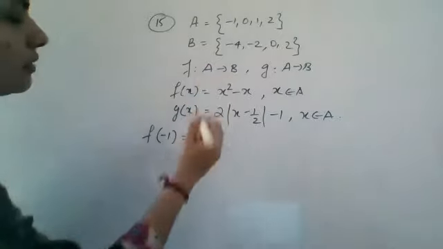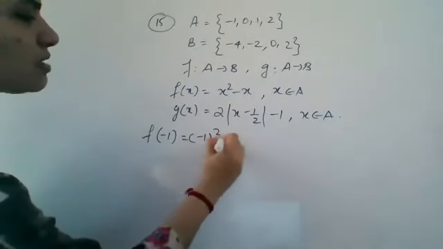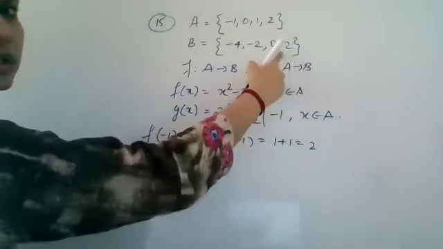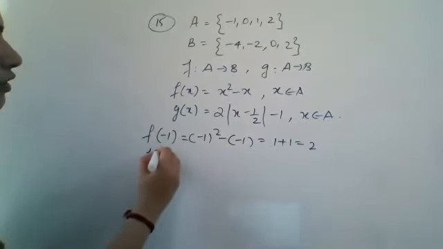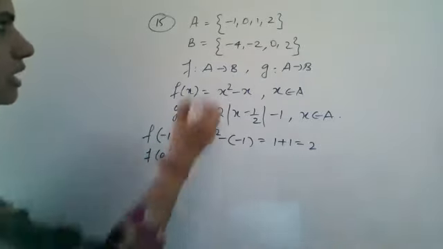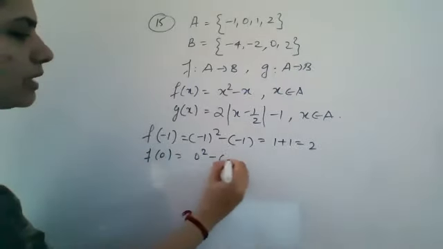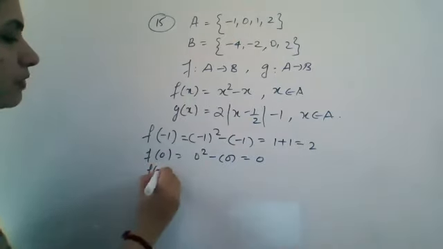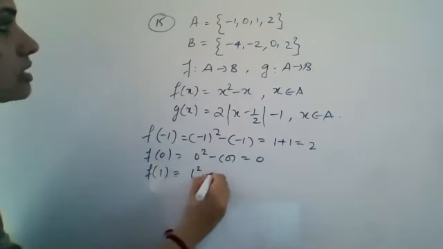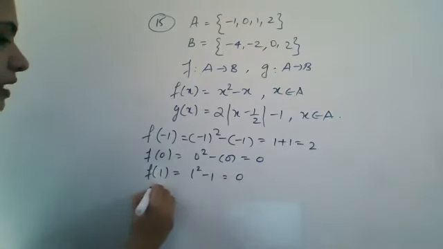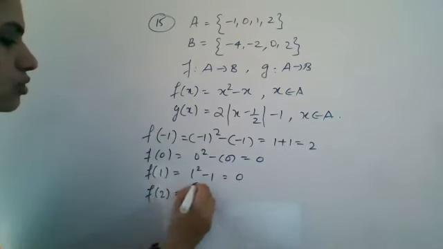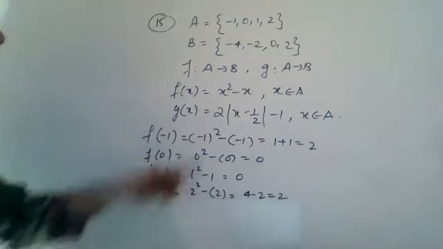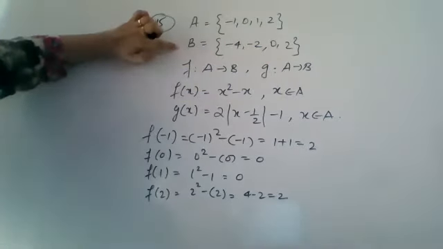Okay? f of -1 will be x square, which is -1 the whole square minus -1, which is 1 plus 1, 2. You have 2 in the second set. Now f of 0 is 0 square minus 0, which is again 0, which is in your second set. Then f of 1 is 1 square minus 1, which is again 0. And f of 2 is 2 square minus 2, we get 4 minus 2 is 2. So you are getting all the elements from the set B itself.